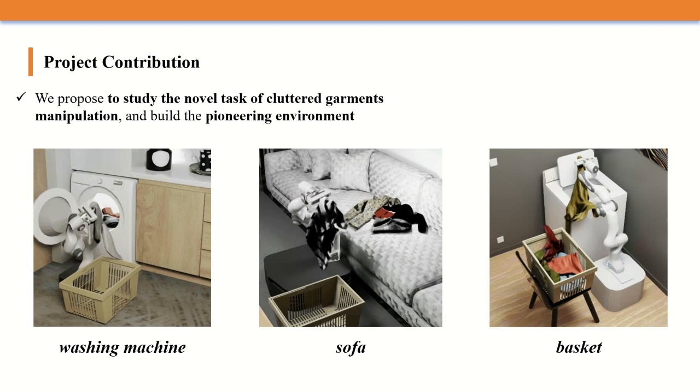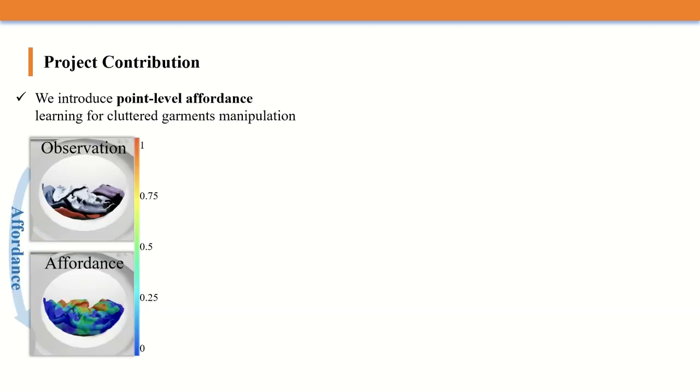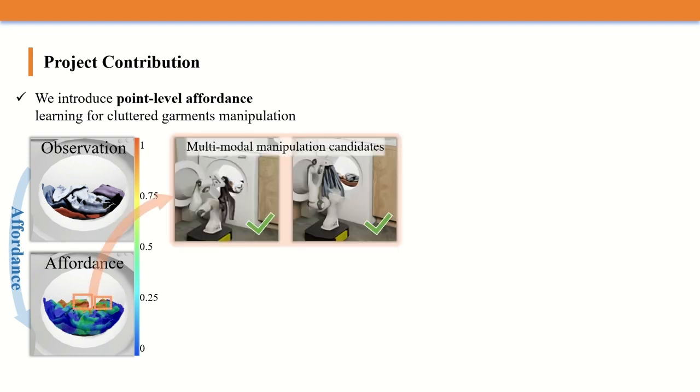Our project makes several key contributions. Firstly, we propose to study the novel task of cluttered garments manipulation and build the pioneering environment, including scenarios like retrieving clothes out of the washing machine, arranging clothes on the sofa, and taking clothes out of the dirty clothes basket. Secondly, to solve such tasks, we introduce point-level affordance, which represents the per-point actionability on the object for downstream tasks, with multiple novel designs to efficiently represent highly complex state and action spaces, and multi-modal policy outputs.